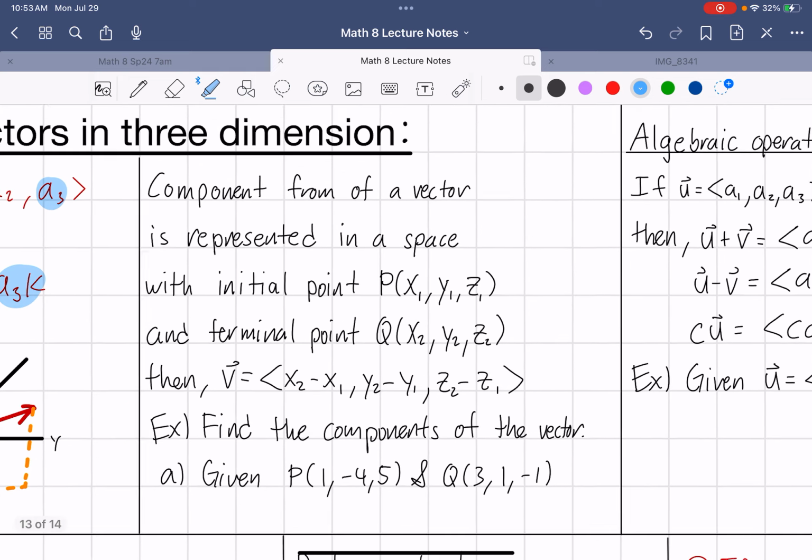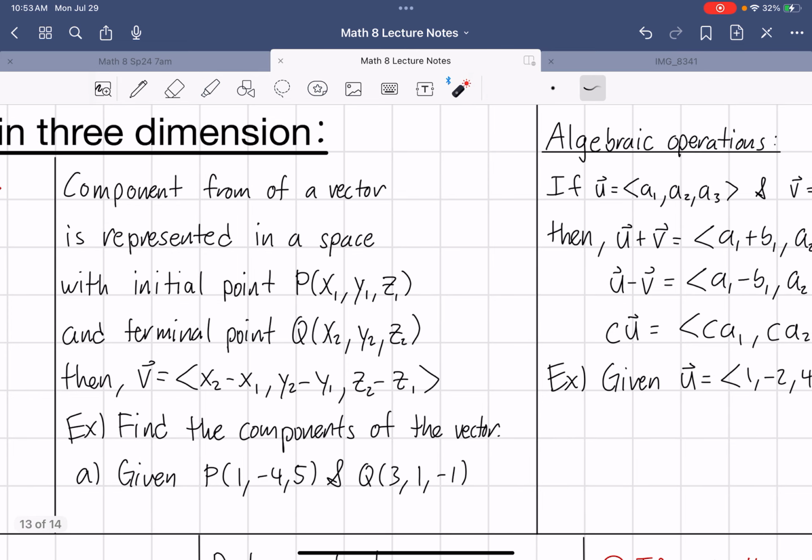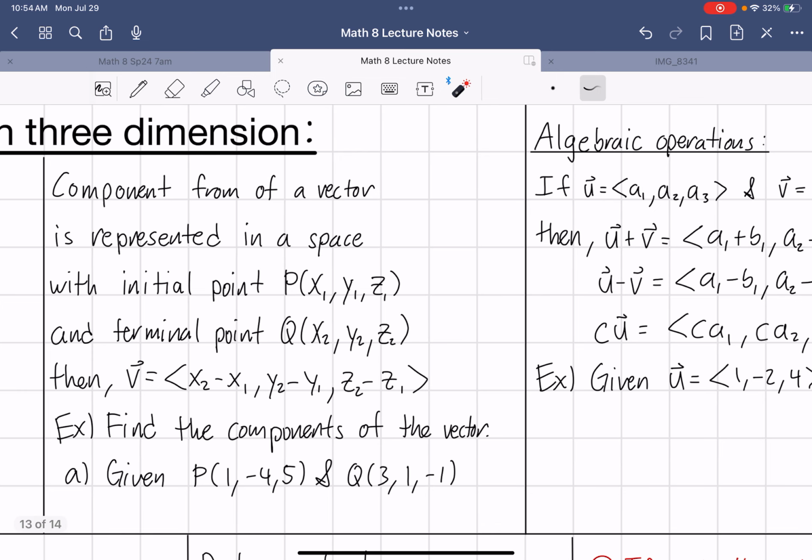And you're going to notice a lot of the same definitions. So here it says the component form of a vector is represented in a space with initial point P and terminal point Q. Now all I did is add the z point, right? And then to find the vector between the 2 points, you just do, remember what we said, final minus initial, final minus initial, final minus initial. And that's all these little formulas here. And this is when you don't have a vector, but you're trying to find a vector between the 2 points.